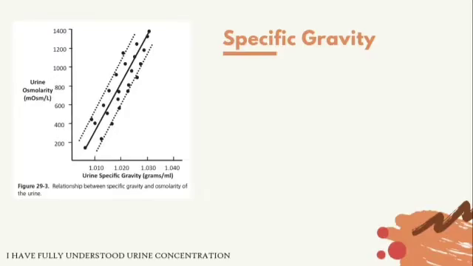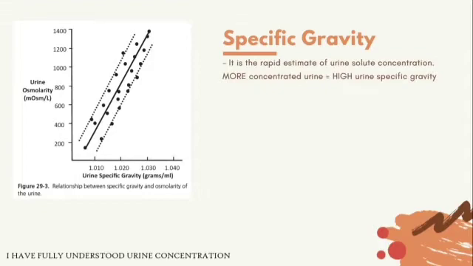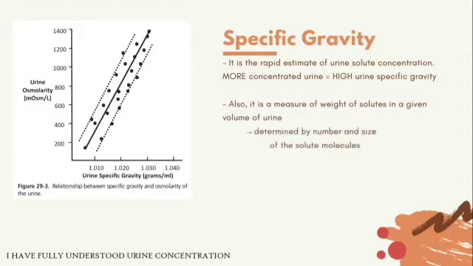We always hear this term specific gravity as a part of the results routinely released on urinalysis. So what does this specific gravity result really mean? Specific gravity is a rapid estimate of urine solute concentration, which means that when there is a highly concentrated urine, there would be a high urine specific gravity result. This is also a measure of the weight of solutes in a given volume of urine, thus determined by the number and size of the solute molecules.